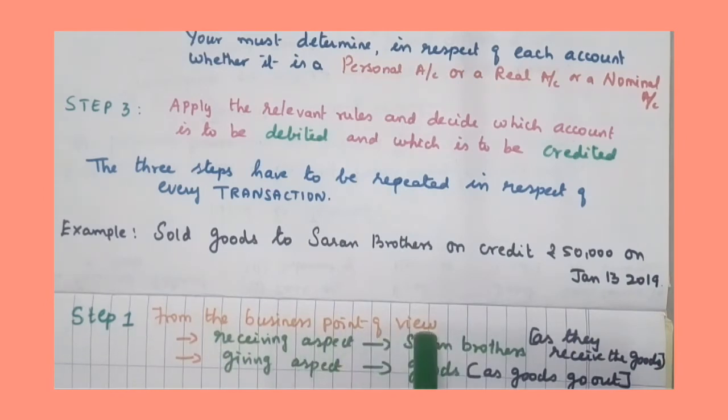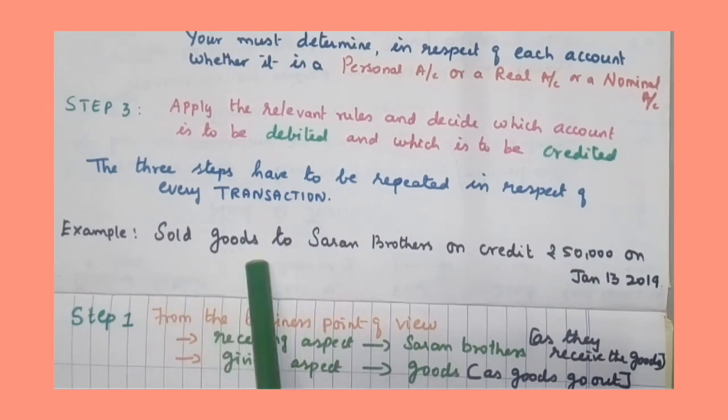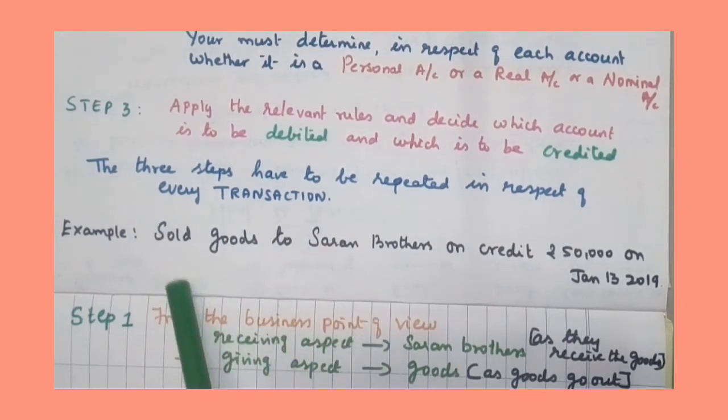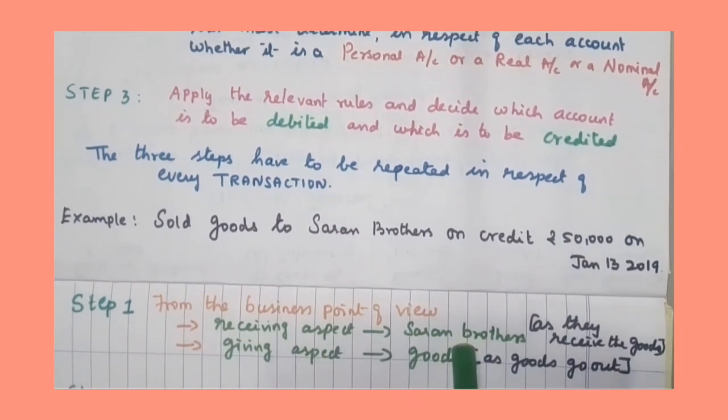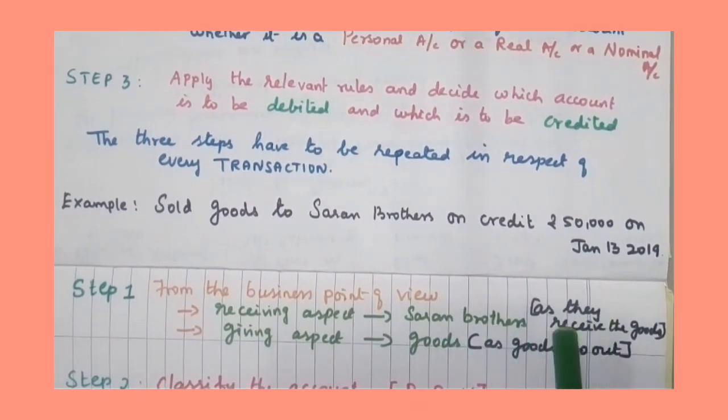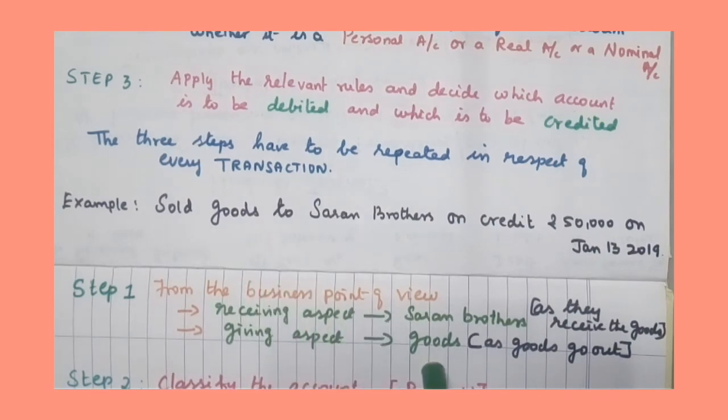So from the business point of view, what we have to do is see the receiving aspect and the giving aspect. Here, sold goods to Saran and Brothers, we are selling the goods to Saran and Brothers. So Saran and Brothers are receiving the goods, isn't it? So the receiving aspect here is Saran Brothers, because they receive the goods. Next, we are selling the goods. So the giving aspect here is goods, because the goods go out.